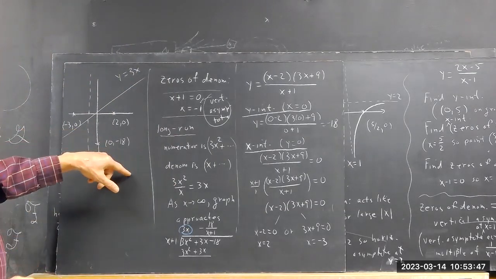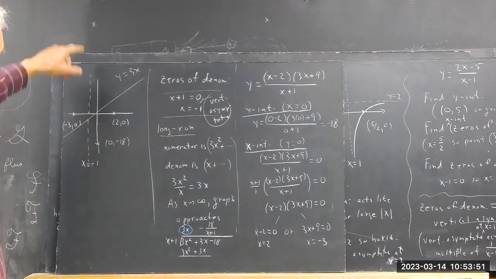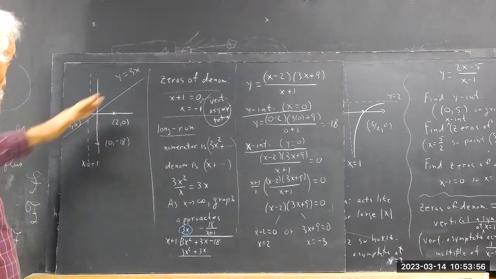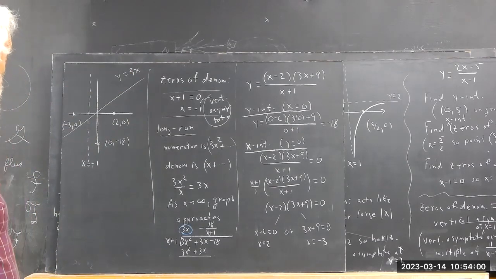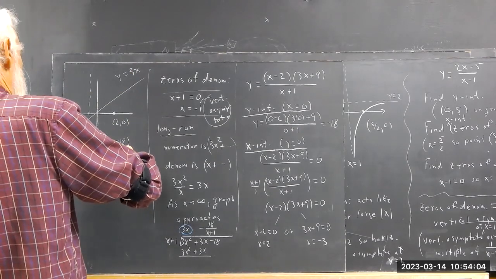Okay, so here's what we know about the graph. Now we're going to have a vertical asymptote at x equals -1. We've got to go through these 3 points. We've got to approach this line as an asymptote. So it's going to look something like this.